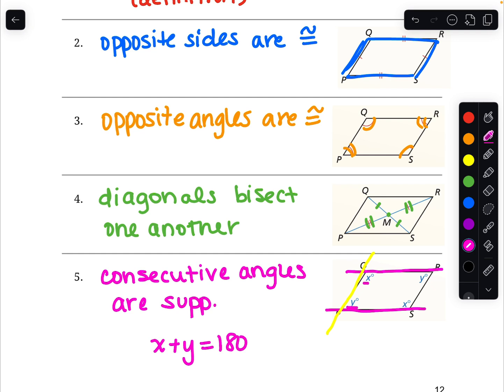And then what's kind of cool is you could think about the pink lines being cut by the yellow, but you could also think about these yellow parallel lines being cut by a pink transversal, in which case we still have consecutive interior angles that are going to be supplementary.